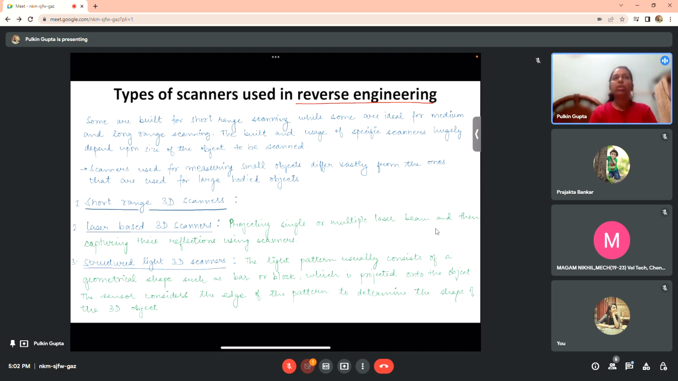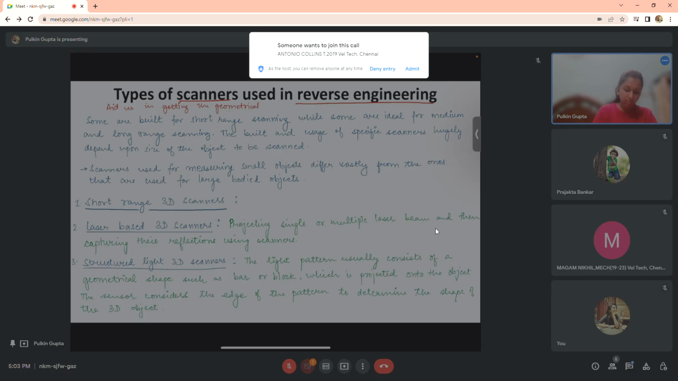So it's a very complicated one, and you cannot just have a CAD model by mere visualization. So you scan it using 3D scanners. So 3D scanners aid in giving us the contour and the geometrical information of the 3D objects. What do these scanners do? They aid us in getting the geometrical and contour information.